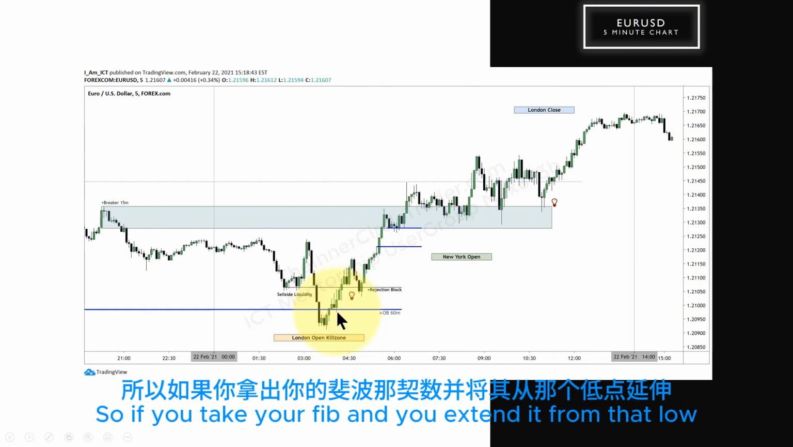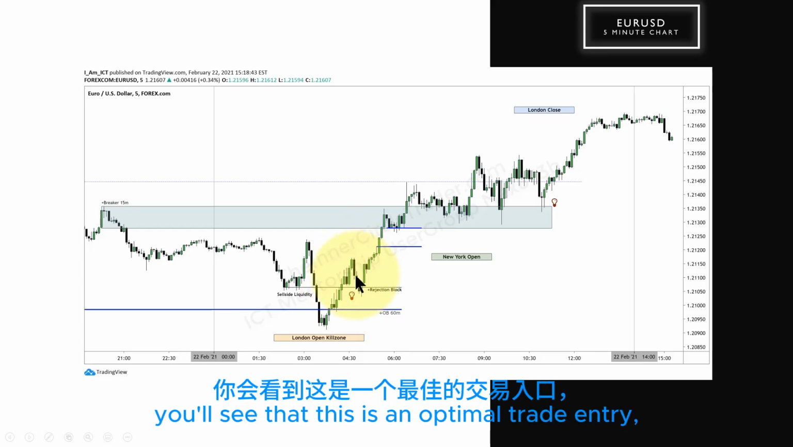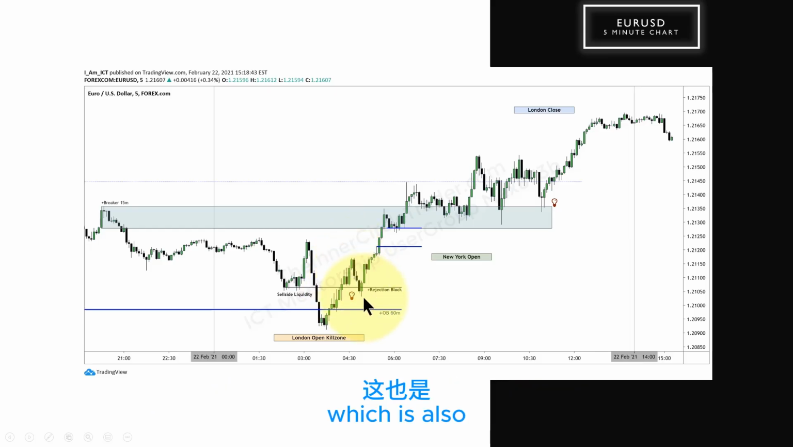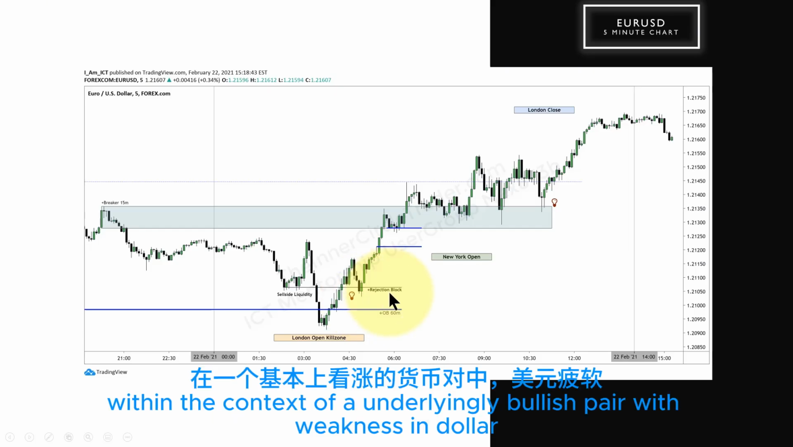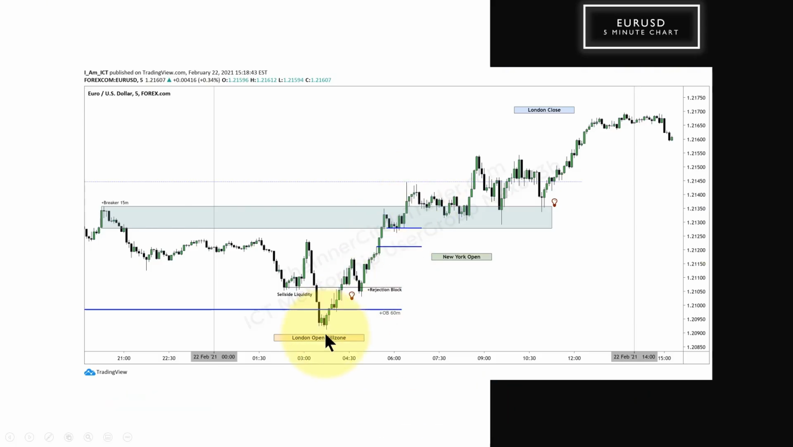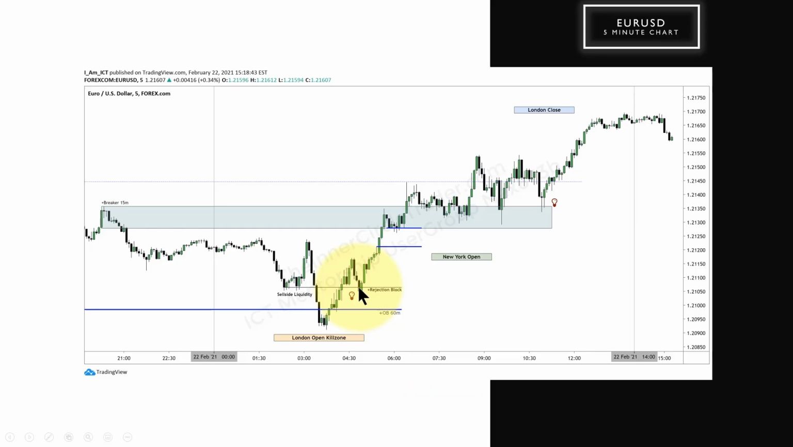So if you take your fib and extend it from that low up to the high here, you'll see that this is an optimal trade entry, which is also overlapping with a rejection block within the context of an underlyingly bullish pair with weakness in dollar in the kill zone. So it's occurring inside the kill zone: optimal trade entry, rejection block, in the narrative.